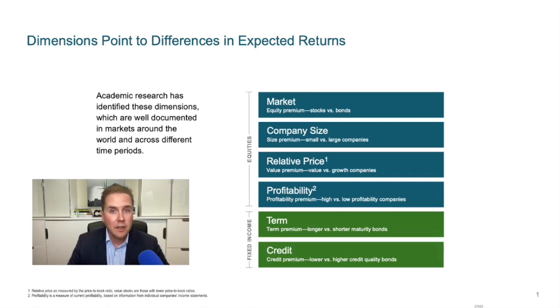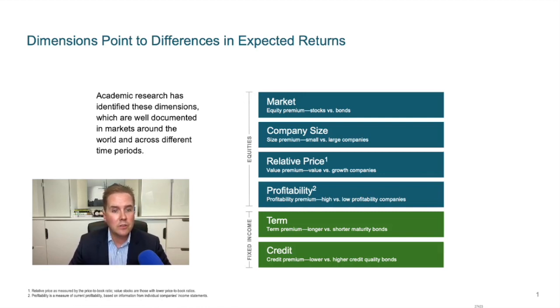Within the fixed income asset class, we see also that there are certain types of bonds that outperform over longer periods of time. The first is the term premium. So longer term bonds outperform shorter term bonds, and bonds of lower credit quality outperform bonds of higher credit quality.